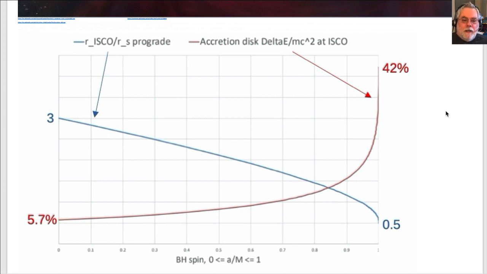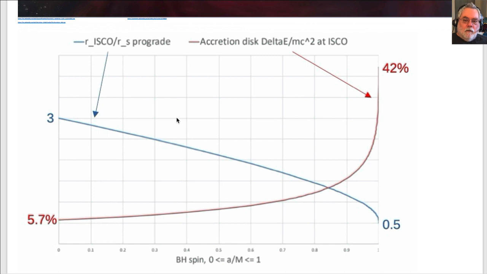For a non-rotating black hole, again, this horizontal axis is amount of rotation, maximum, minimum, 0. For a non-rotating black hole, accretion disk particles can radiate up to 5.7% of their rest mass energy before plunging into the event horizon. That's 8 times the energy that nuclear fusion releases. X-rays would be radiated most intensely, but also all other electromagnetic wavelengths.